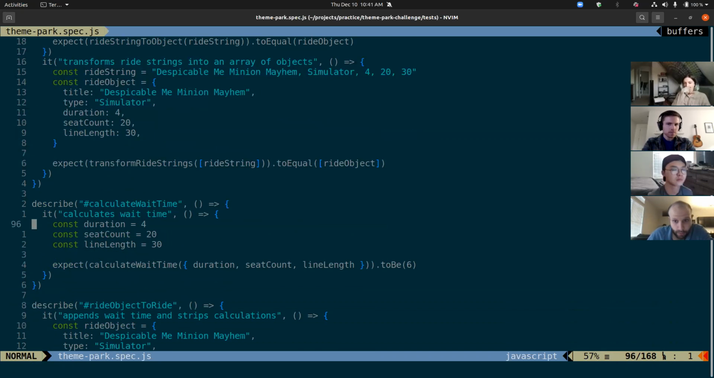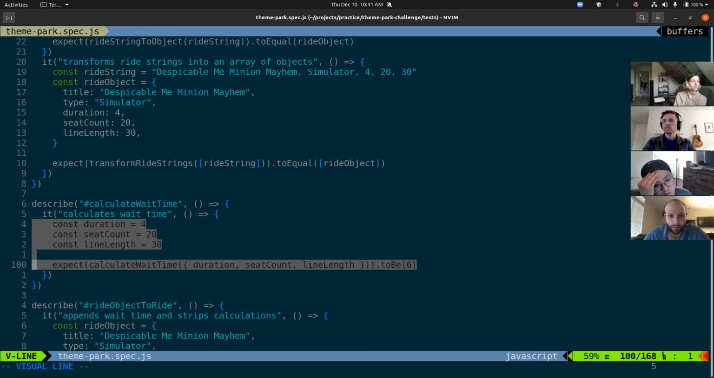Is that thought process what Sam was suggesting, like what we should think our way through whenever we're trying to determine tests? Yes, absolutely. Calculating the wait time.